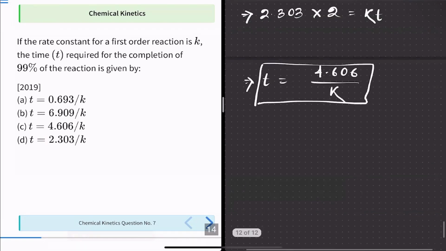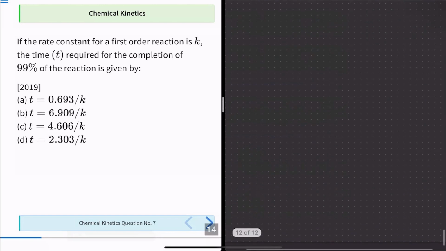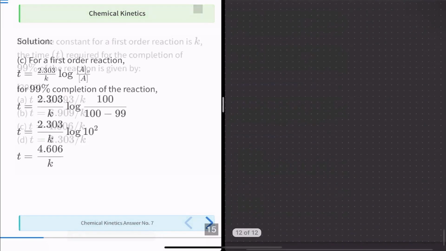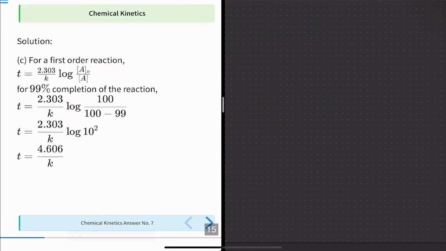Okay, let's move on to the next question. We'll write the integrated formula for different order reactions so that you will find it easy to remember the formulas. For zero order reaction, it would be A naught minus A is equal to KT.